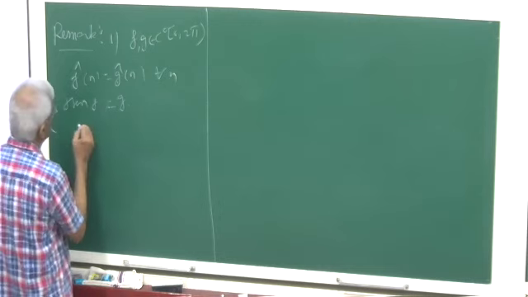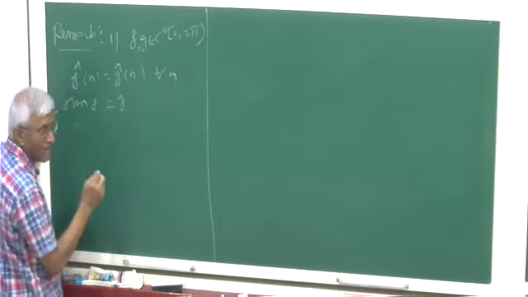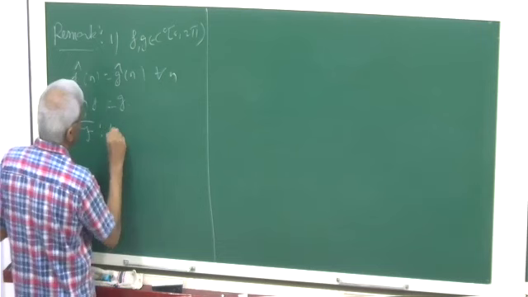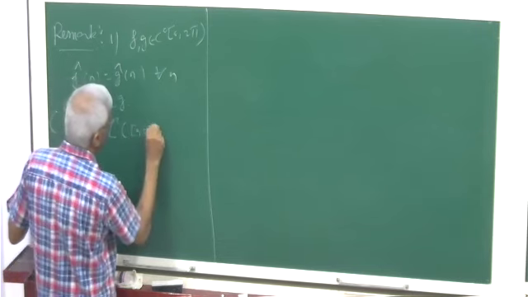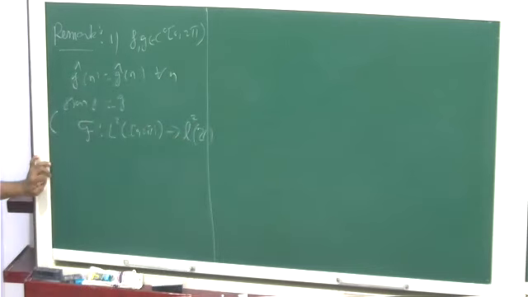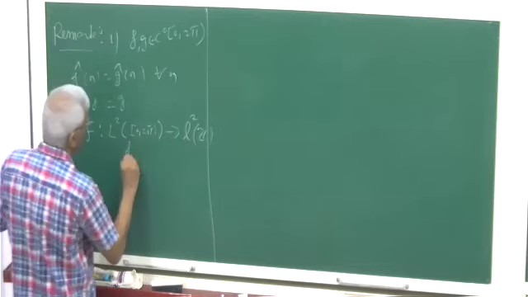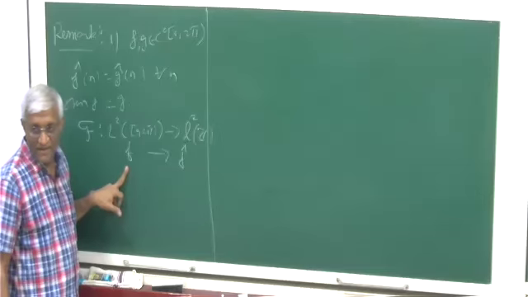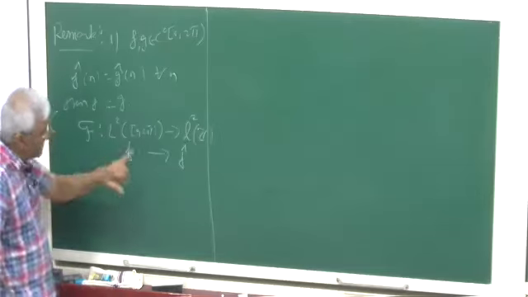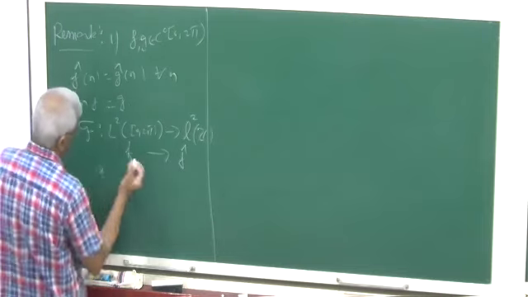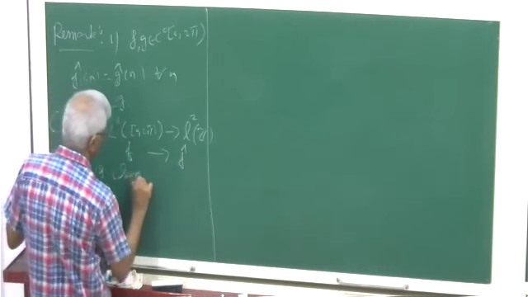You see this map from L2 of 0 to pi to the small l2 of Z. This is discrete, so I'm using small l2. We define the map sending f to its Fourier coefficients, a function on Z. This preserves the norm. This is an isomorphism, I mean, an isometric isomorphism.